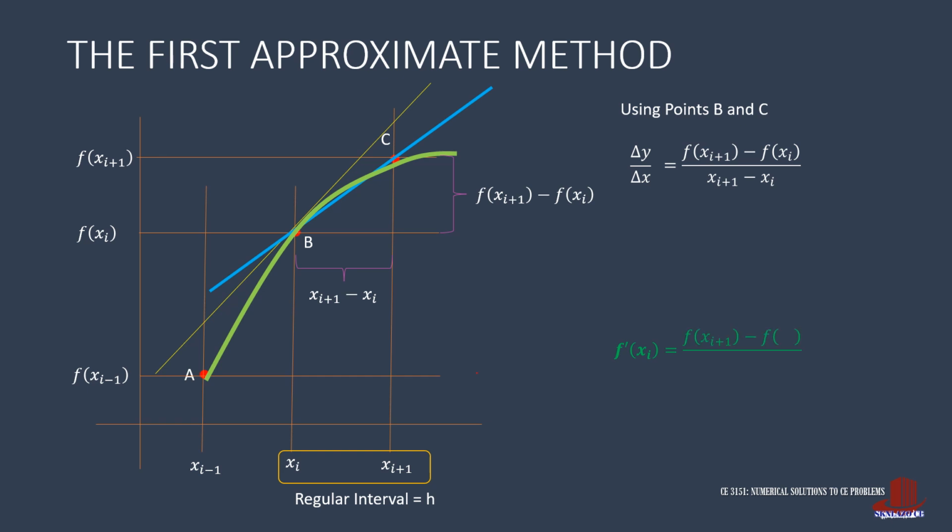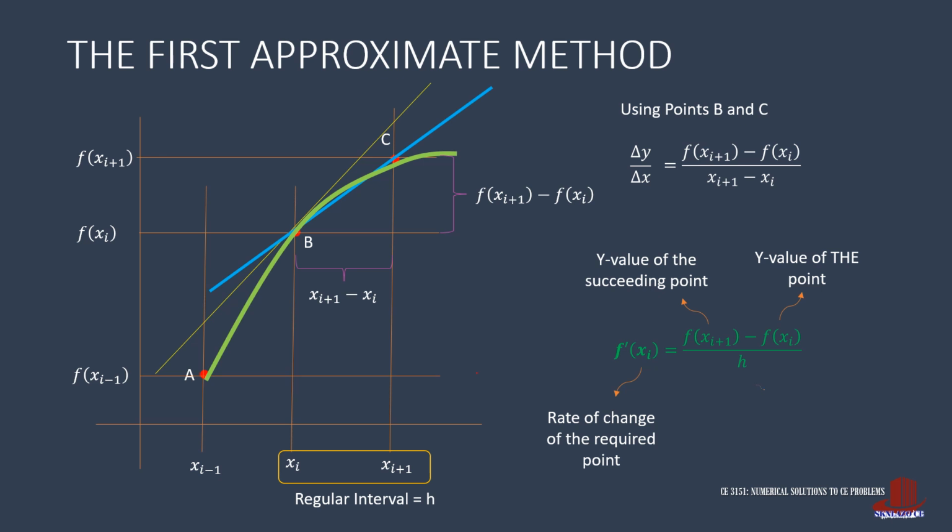Thus, the rate of change is then f prime of x i, which is equal to the difference of f of x i plus 1 and f of x i, all upon h. Again, f prime of x i is the rate of change at the specific point we are interested in. F of x i plus 1 is the y value of the succeeding point, in this case point C. F of x i is the y value of point B, and h is the x interval. This function is named 2-point forward, with point B as the given and point C, the succeeding point, as its helper.